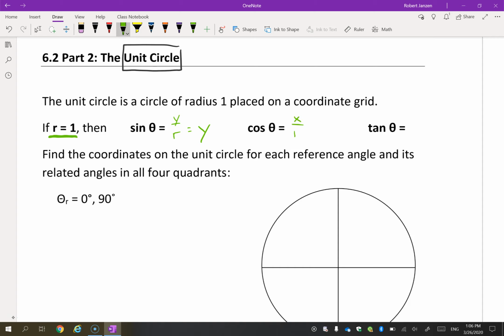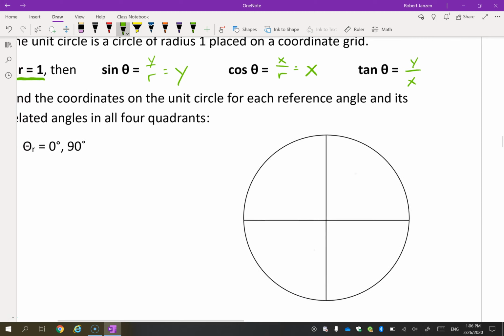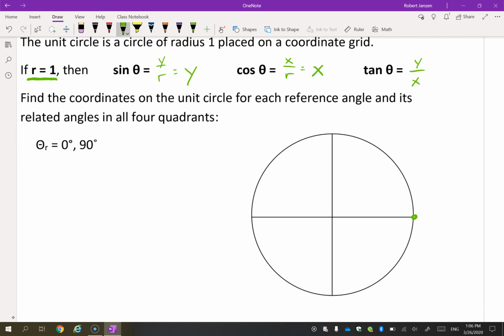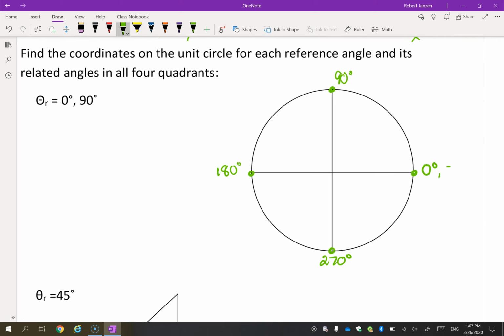Cos will be x over r, adjacent over hypotenuse. R is 1, so cos will become just x, and then tan still becomes y over x. That doesn't change. Now, using that, I want us to look at a couple of significant points. We're going to look at these 4 places. Knowing our angles in standard position, this is 0 degrees, this is 90 degrees, this would be 180 degrees, this is 270 degrees, and this one is also 360.